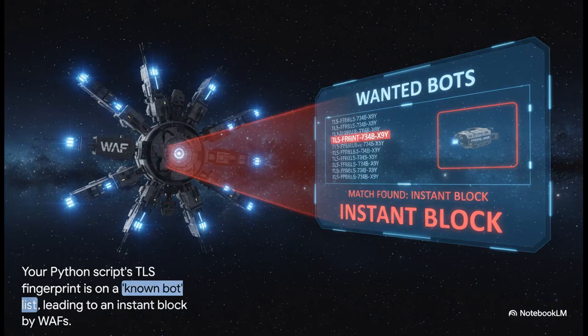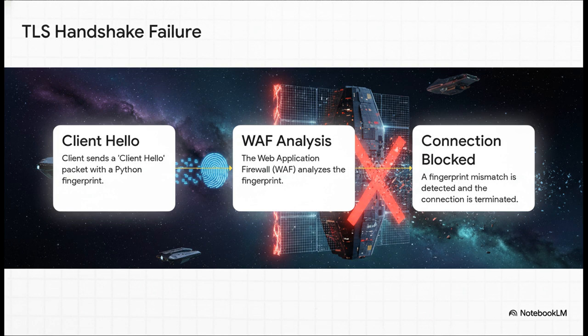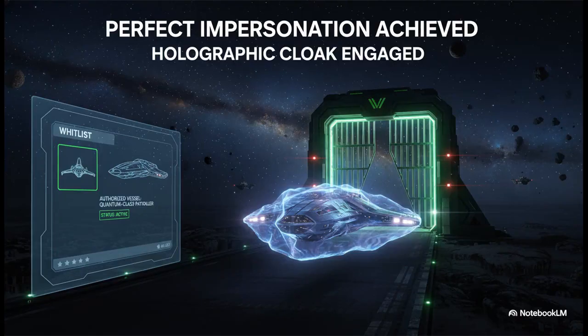Trying to scrape Nike with an AWS IP? It's like walking into a bank wearing a ski mask. It's not just the IP. Your script's fingerprint and the data center's ASN are a dead giveaway. You're blocked instantly. The solution?